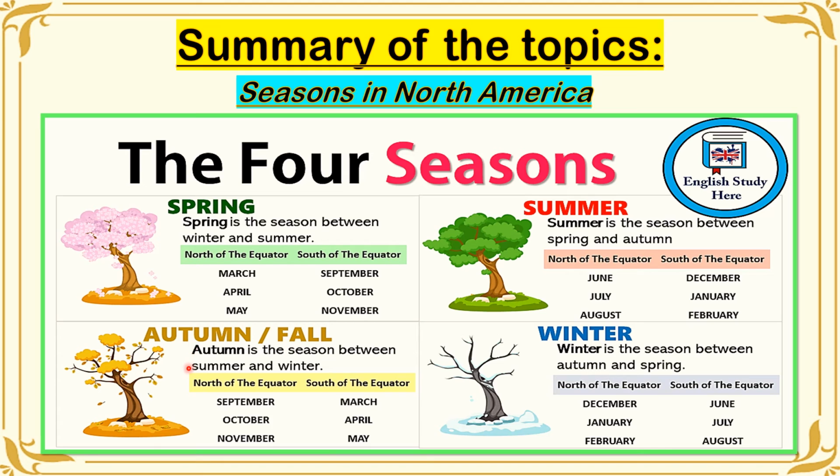Next, autumn or fall. Autumn is the season between summer and winter. North of the equator, it happens in September, October, and November. South of the equator, it happens in March, April, and May. And the last one is winter. Winter is the season between autumn and spring. North of the equator, it happens in December, January, and February. And south of the equator, it happens in June, July, and August.